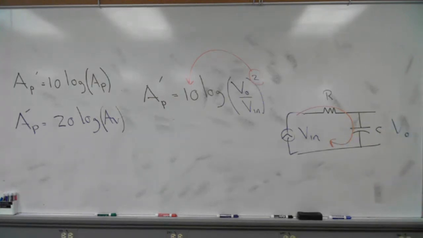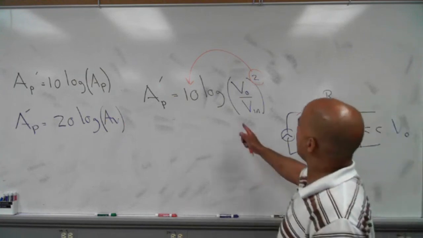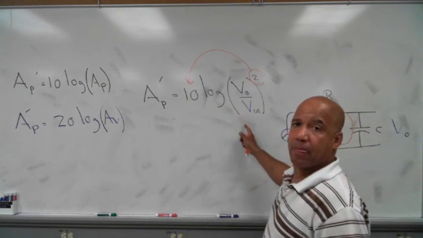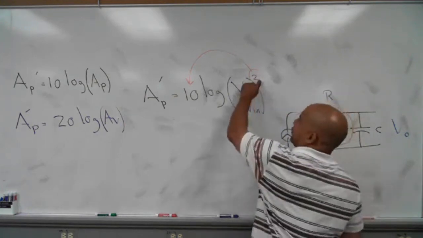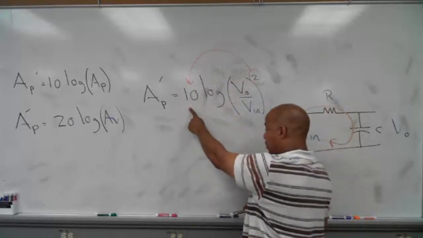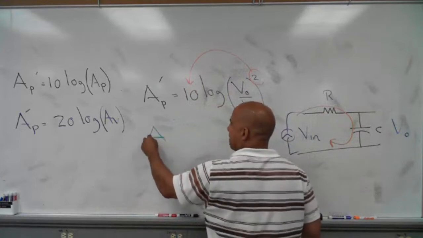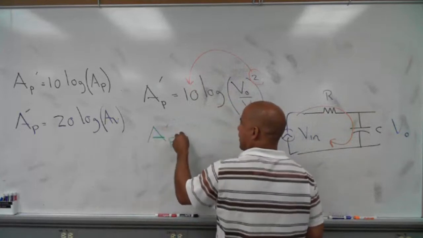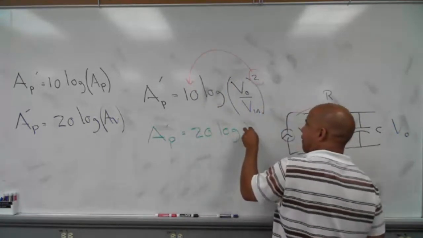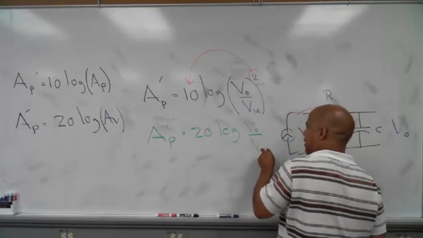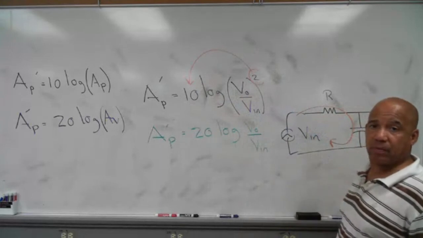Okay, I think I see it. So we can actually start from right here. I said you can take the 2 down and multiply the 10, if you remember that from the logarithm. So I could write this like this, that decibel power gain is going to equal 20 log V out over V in, right? If I move the 2 in front and multiply the 10, then I have this.